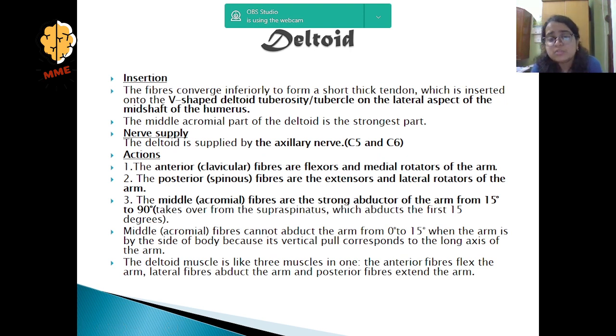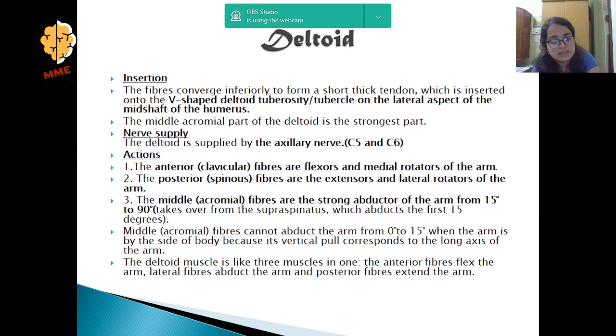So the abduction of the shoulder joint from 15 degrees to 90 degrees is done by the middle acromial fibers of the deltoid. Till 15 degrees, abduction is done by the supraspinatus muscle. Okay, from 15 degrees it is taken over by the deltoid muscle. Now the middle acromial fibers cannot abduct the arm from 0 to 15 degrees. And the deltoid muscle, basically because it has various functions, is like three muscles in one, 3 in 1.